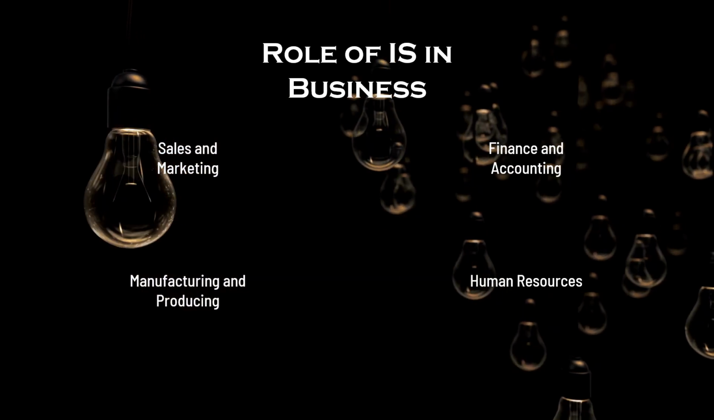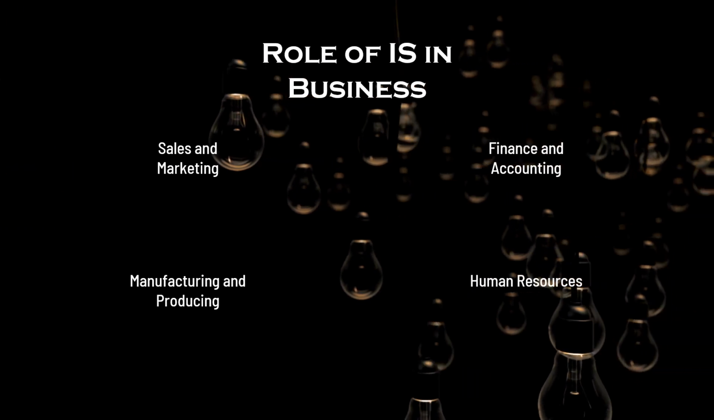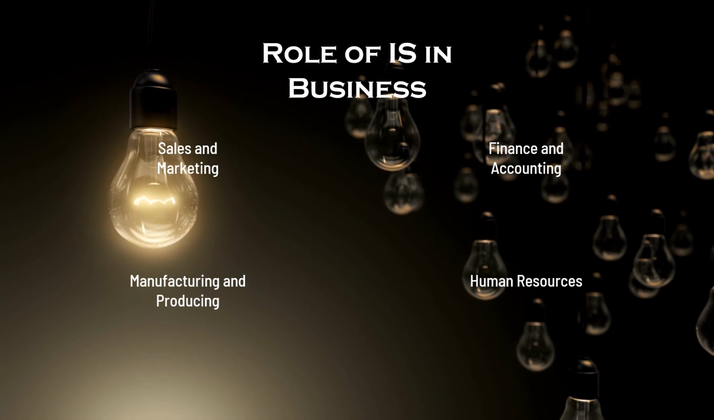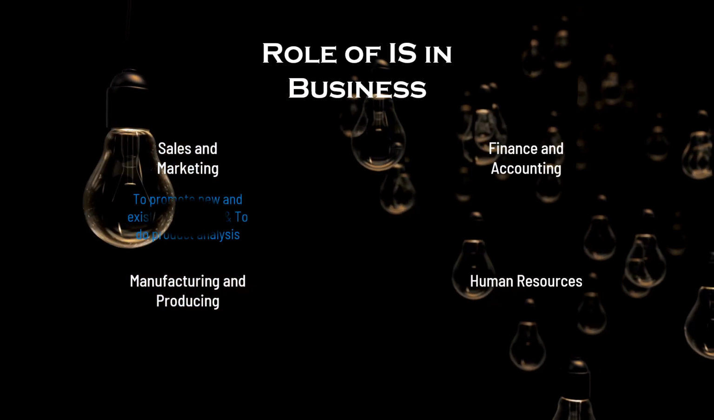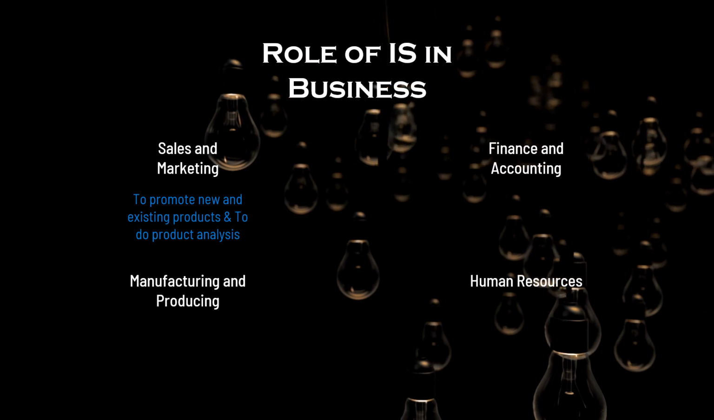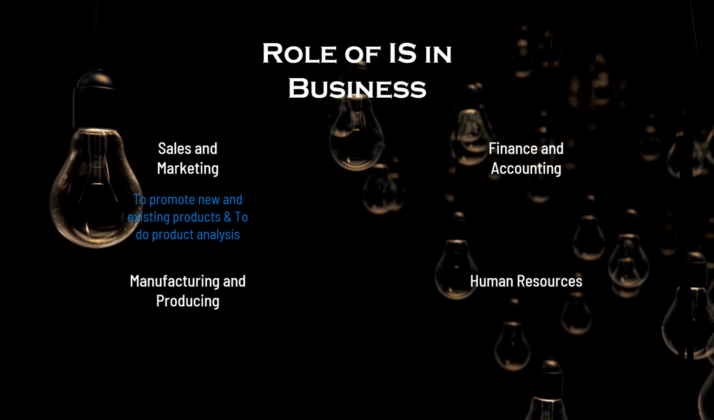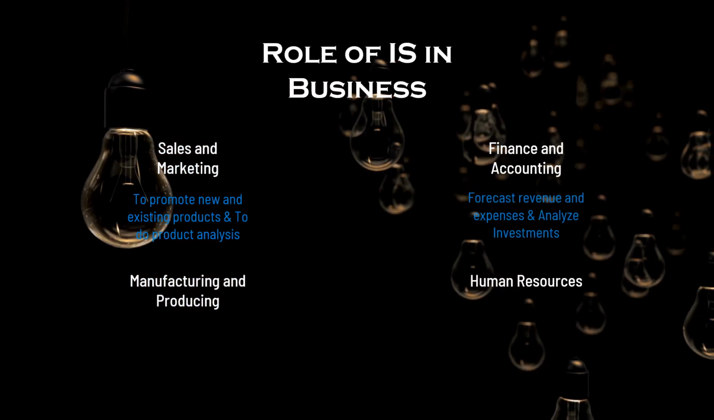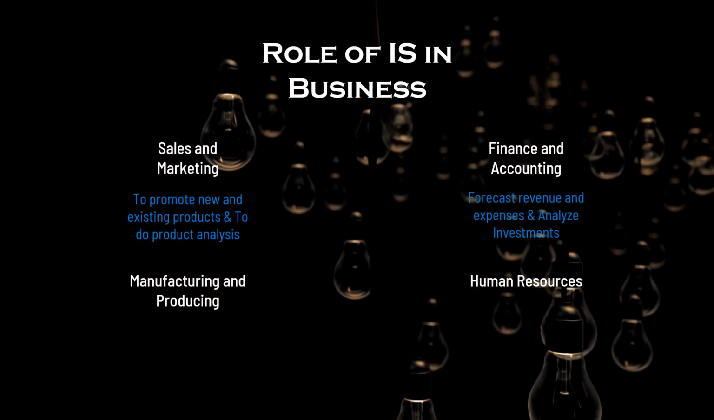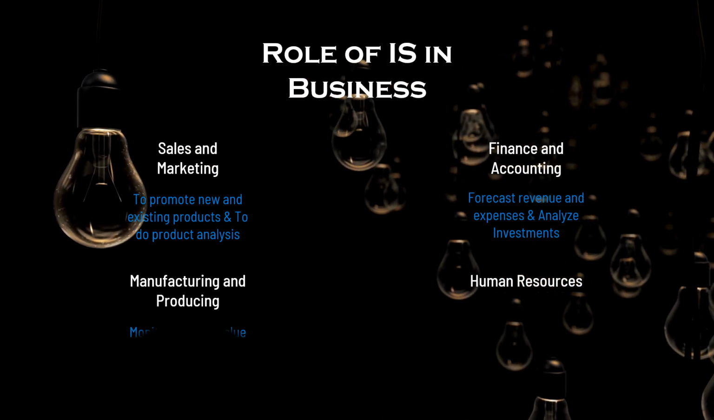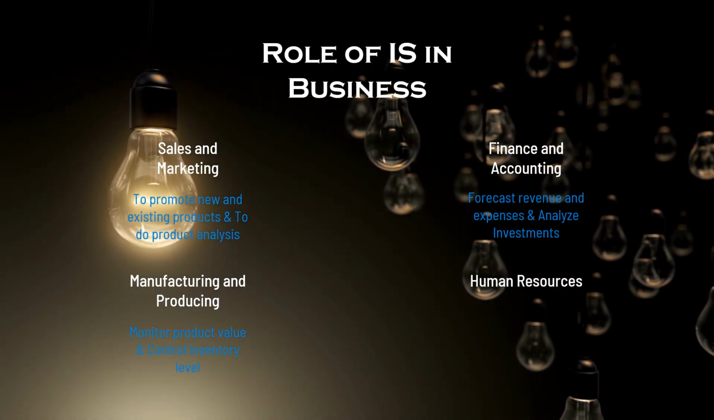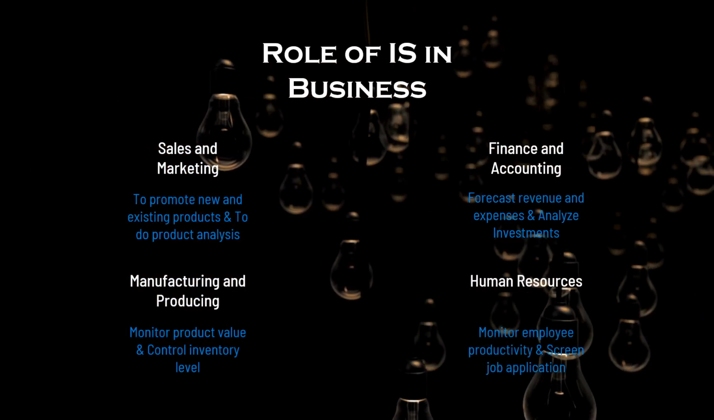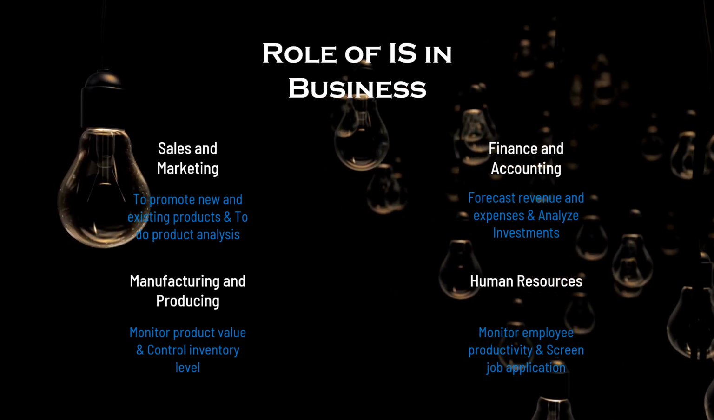What if we implement information systems in business? So here are the primary components of business. From sales and marketing, we can promote new and existing products, and we can also do product analysis. From financial and accounting, we can forecast revenue and expenses and analyze investments. From manufacturing and producing, we can monitor product value and control inventory levels. From human resources, we can monitor employee productivity and screen job applications.